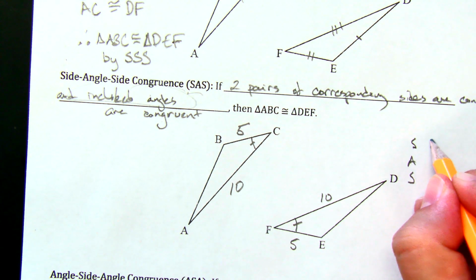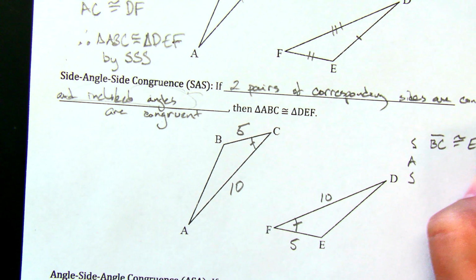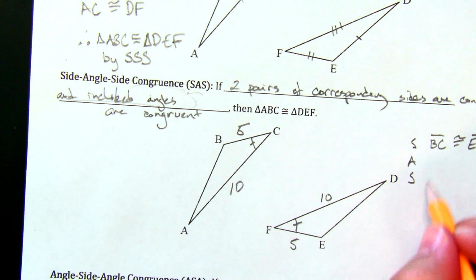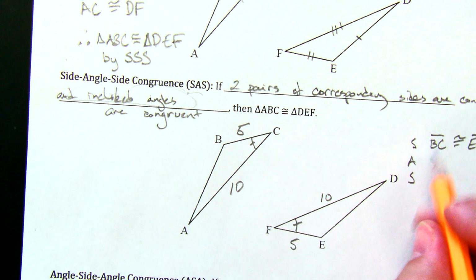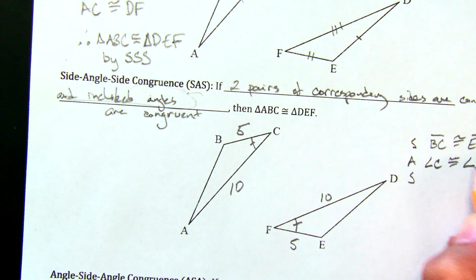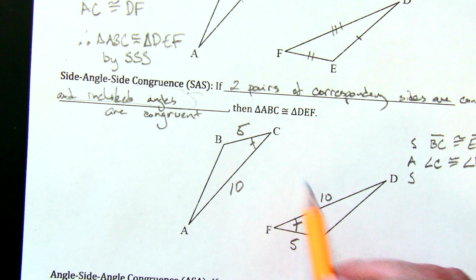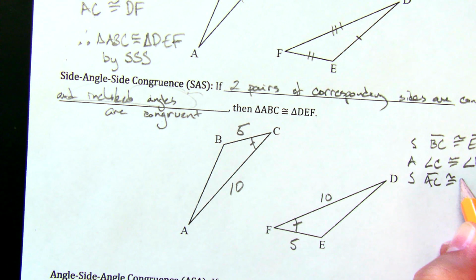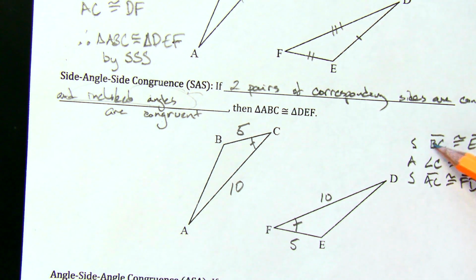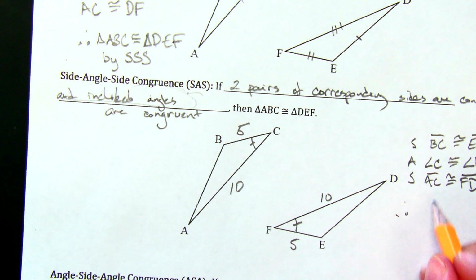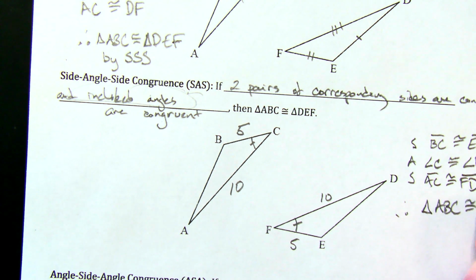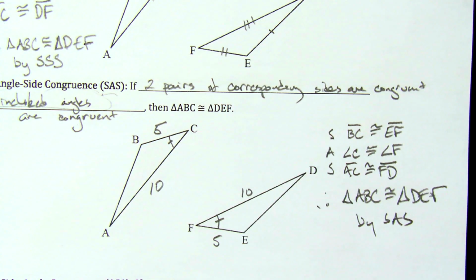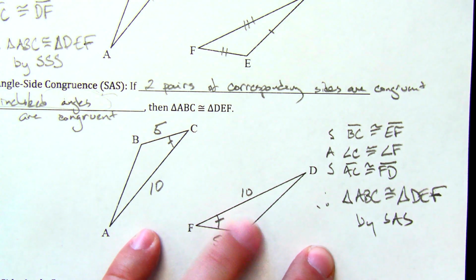So I have a side, angle, side. I've got BC is congruent to EF, both 5. I've got my two angles: angle C is congruent to angle F. And I've got my other side, AC, is congruent to FD. Alright, so I've got side, angle, side, so therefore triangle ABC is congruent to triangle DEF by SAS. Oops, I didn't have that. Sorry, there it is. Okay.